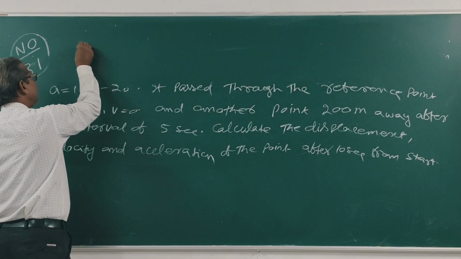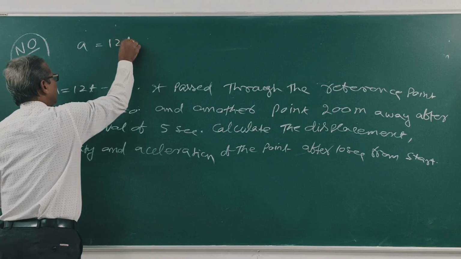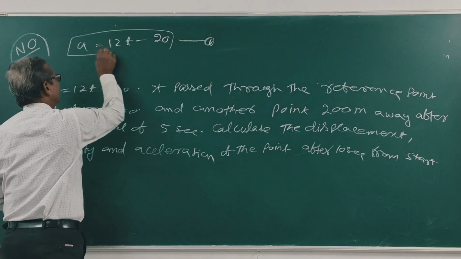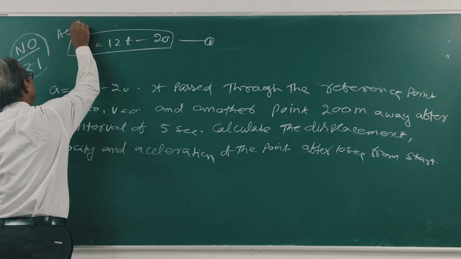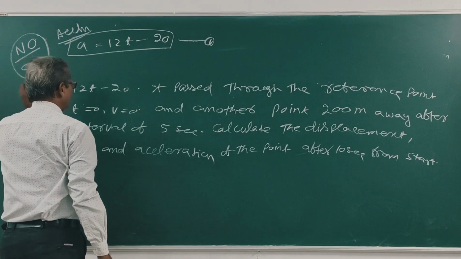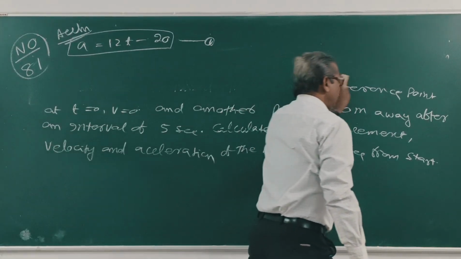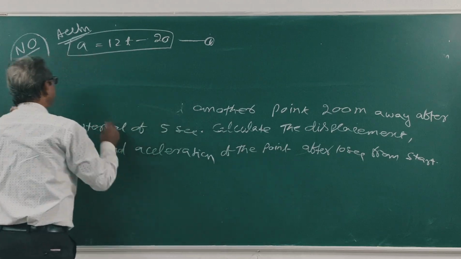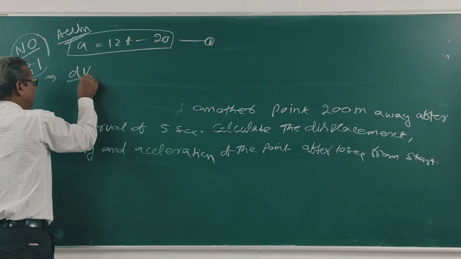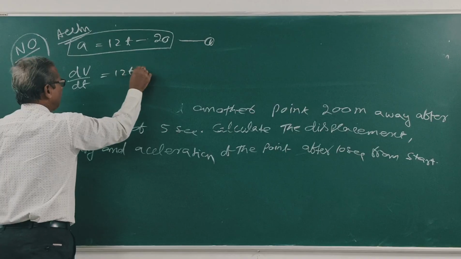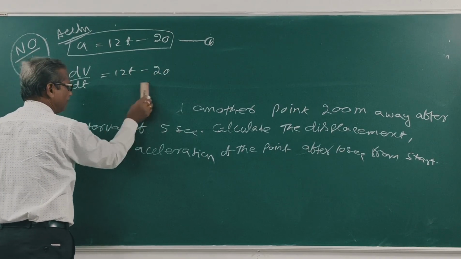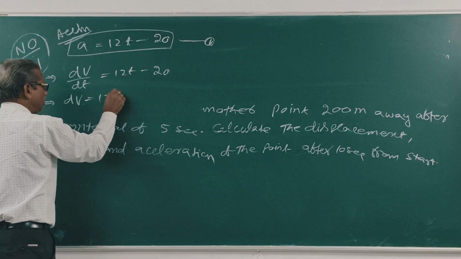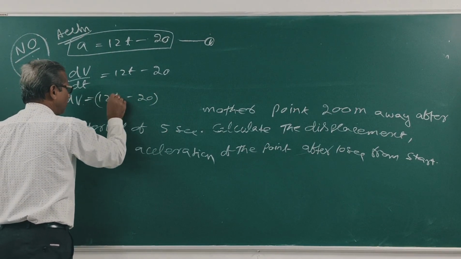Given a is equal to 12t minus 20, equation 1, is the acceleration. Clear? This implies a, that means dv by dt, is equal to 12t minus 20. This implies dv is equal to (12t minus 20) into dt.